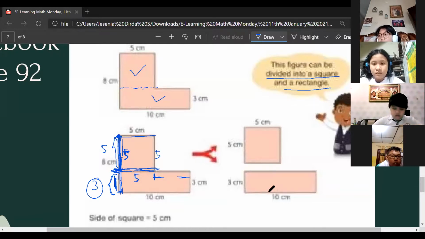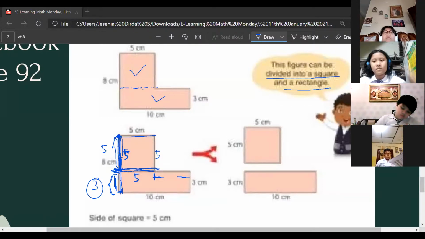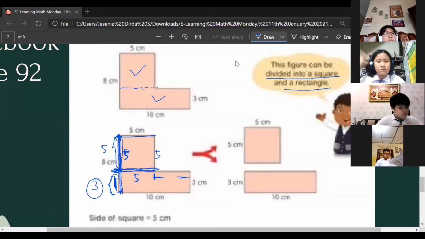Because 10 minus 5, ini kan dari sini kan 5. Ya, kita bagi 2 deh ya. So, because from here to here is 5, so the rest is 5. 10 minus 5 is 5.